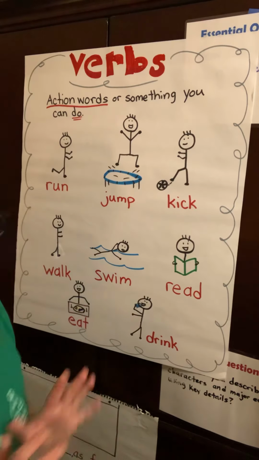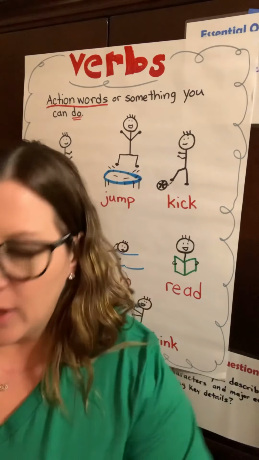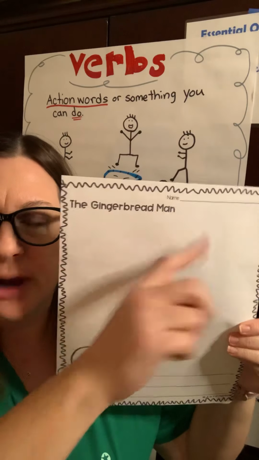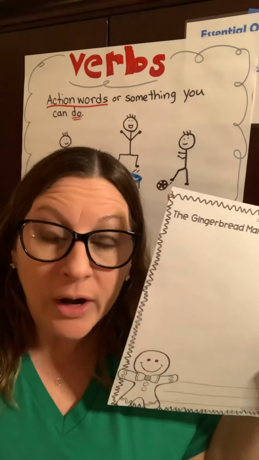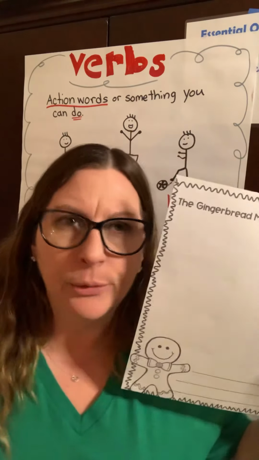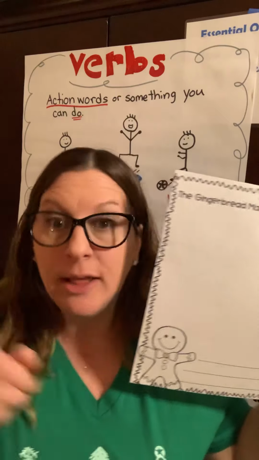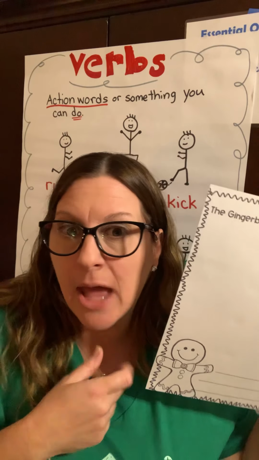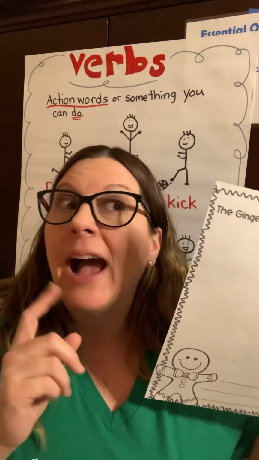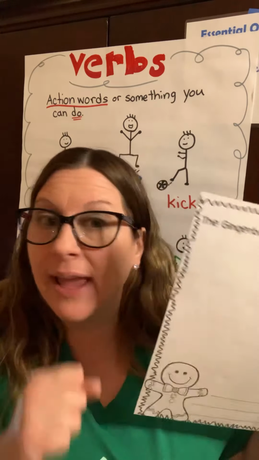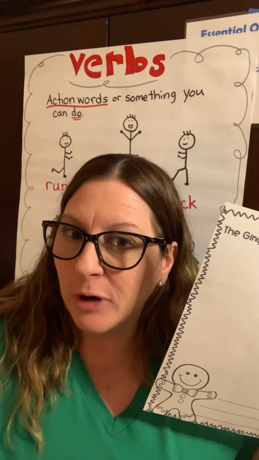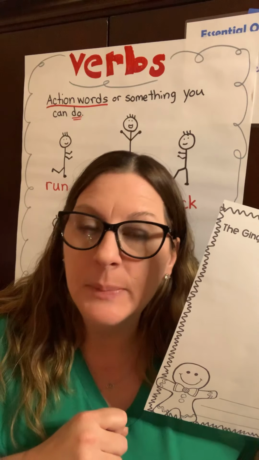Today in your writing, on this paper or your own, we read the story of the Gingerbread Man. In that story, what did the Gingerbread Man do? What kind of verb did he do? Think about it. Did he swim? I don't know. Did he jump? I know he ran. He ran to get away. I know he did swim, right? He was in that water.